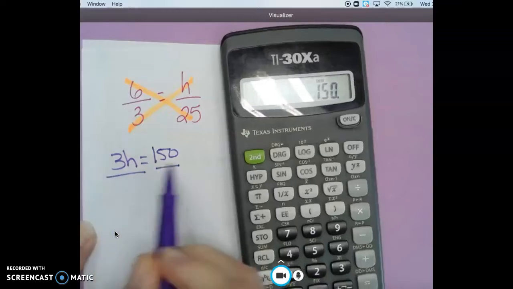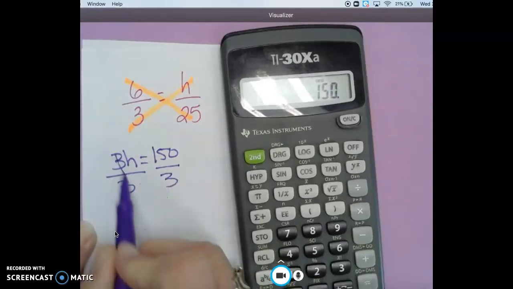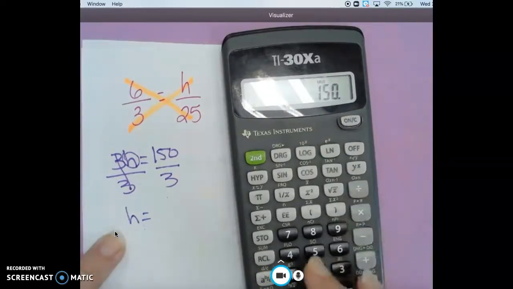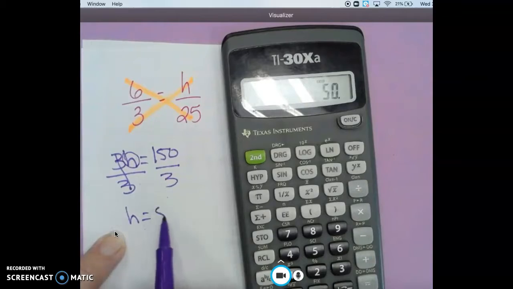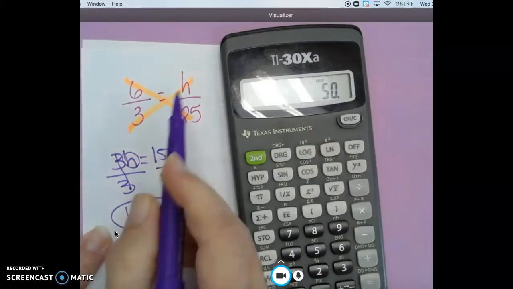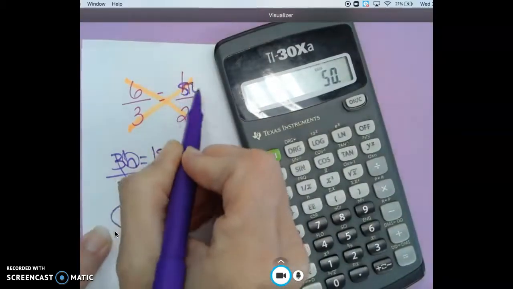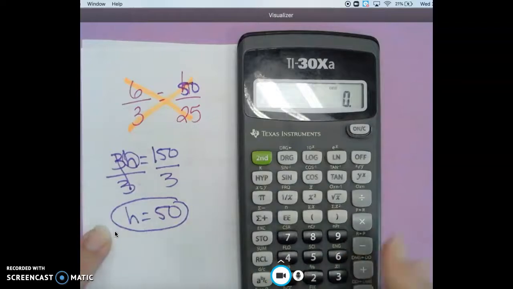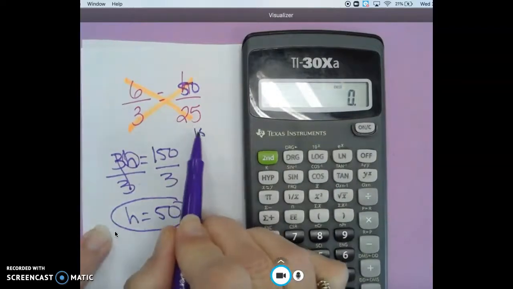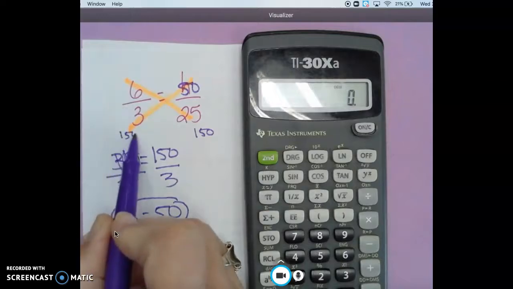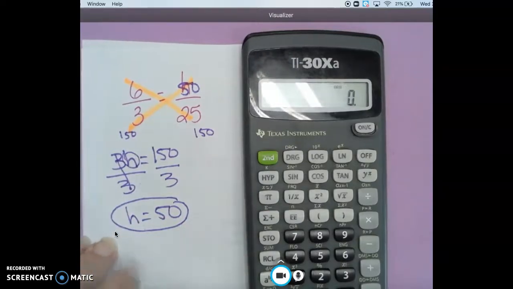So if it's 3 times h, the opposite of multiplying is dividing. So I'm going to divide both sides by 3 because that's what's with my variable, and I'm left with h equals 150 divided by 3. So if we want to do it in the calculator, we know that that is 50. So again, the nice thing is we can come up here, instead of h, I can put 50, and I can just double check and make sure it's right. 6 times 25, we already did that one time, and it told us 150. And 3 times 50 is 150 also. So we know that we got that one right as well.